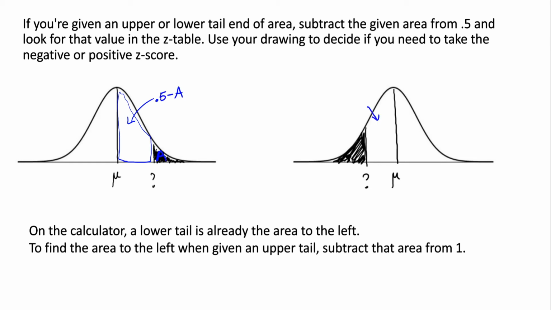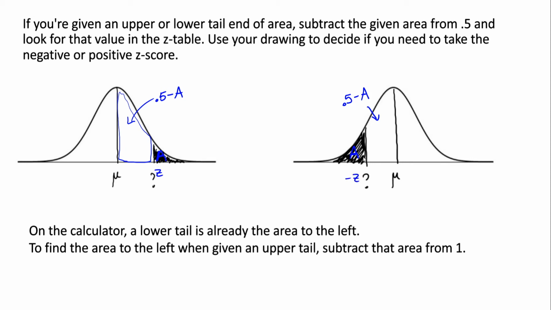Same thing over here. If this piece is a, the piece that you actually can look up on the table is 0.5 minus a. And then you would need to use your drawing to determine, once you find what the z-score is after you look up this area, if it needs to be negative or positive. Like obviously over here it would be positive z, and over here we would be using a negative z.